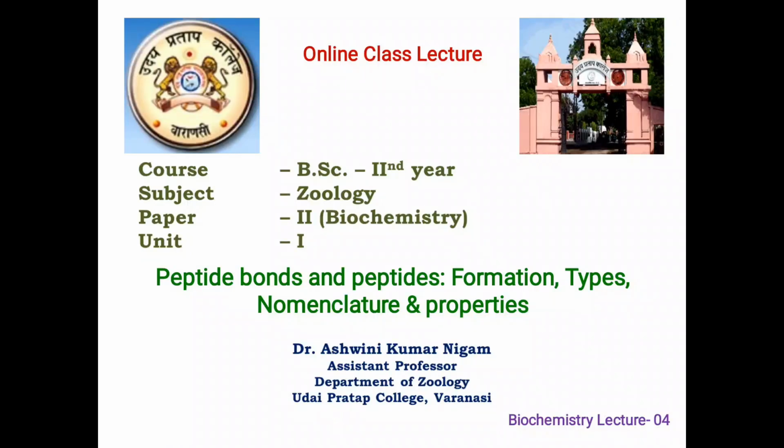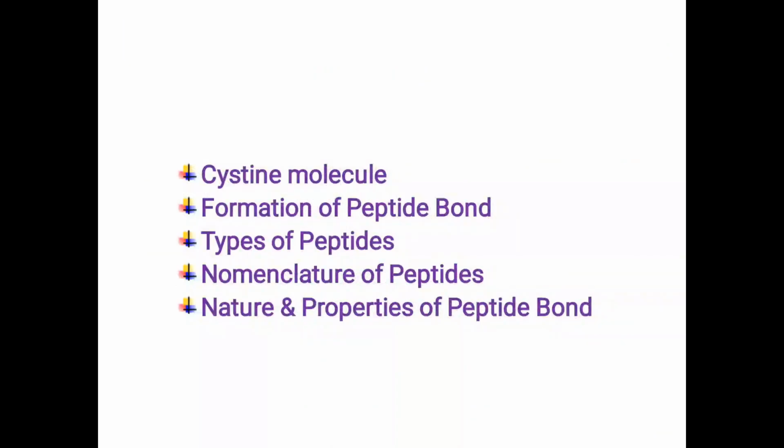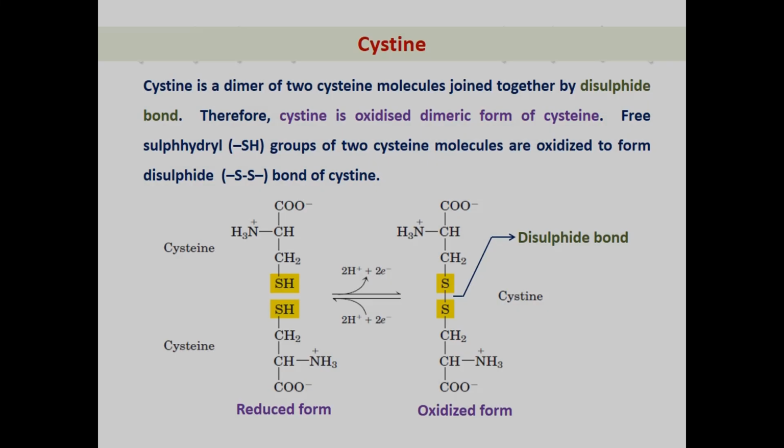In previous online lectures, we have studied all about the amino acids, their properties, classification, ionization pattern and physiological significances. Today we will learn about cysteine molecule, formation of peptide bond, types of peptides, nomenclature of peptides, and then nature and properties of peptide bond. First of all, I shall explain you about the cystine, which is asked frequently in examinations.